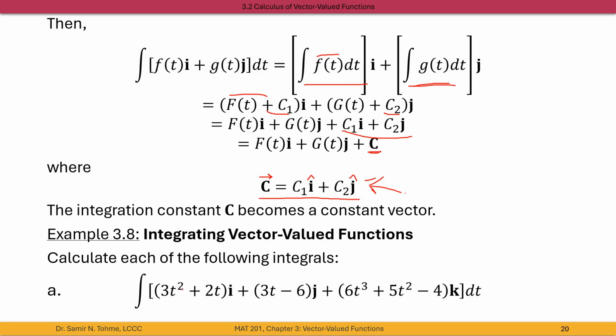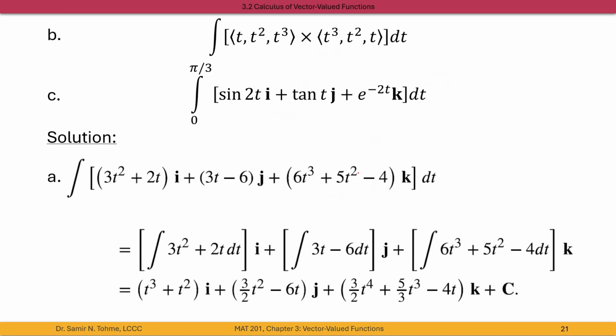And in example 3.8, we will do a definite integration for this vector function. The first thing to do is to take each one alone, and you're going to do the integration for each component individually. This is the integration for the x, y, and z components.